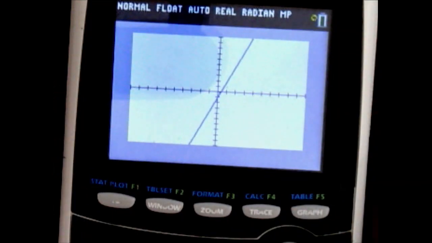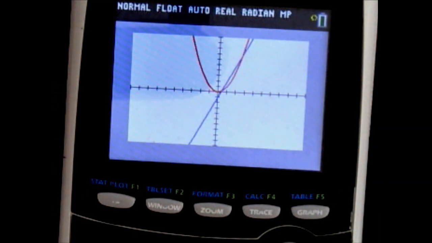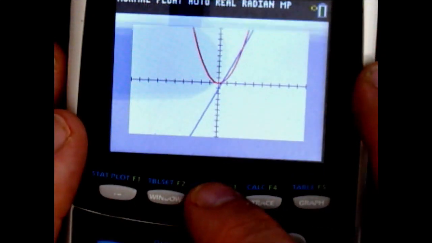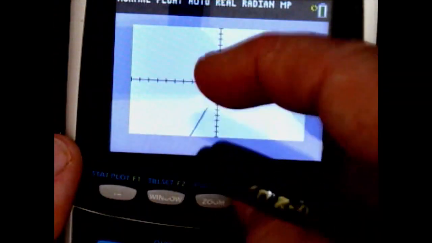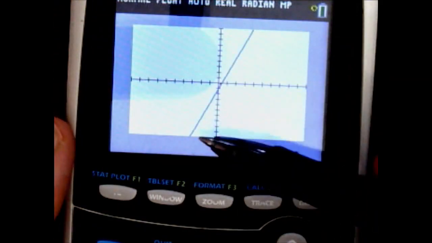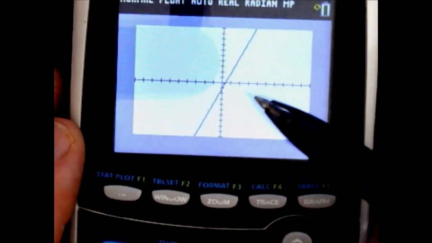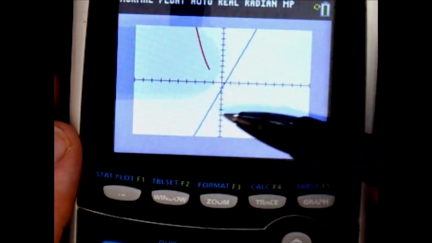Now the normal way that you can get a standard window is by hitting zoom 6. You hit zoom 6, it gives you a standard window 10 by 10 in every direction. Now there's my Y1 in blue, and my Y2 is about to come down, it's in red.